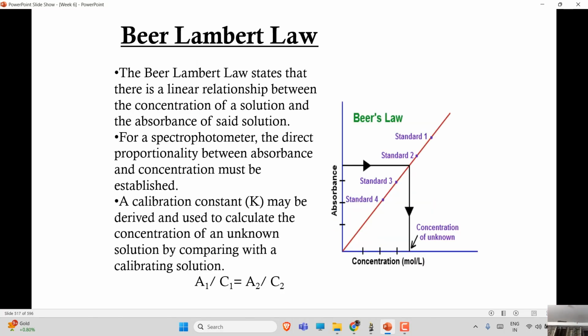Okay. Now the Beer-Lambert law states that there is a linear relationship between the concentration of a solution and the absorbance of the same solution. For a spectrophotometer, the direct proportionality between absorbance and concentration must be established. So, a calibration constant may be derived and used to calculate the concentration of an unknown solution by comparing with a calibrating solution.